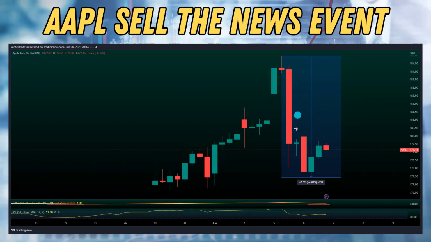We like to call these candles right here big red dildos. We like to trade big red dildos and big green dildos. That's what makes us happy. We love to see candles like this, especially for trading opportunities.